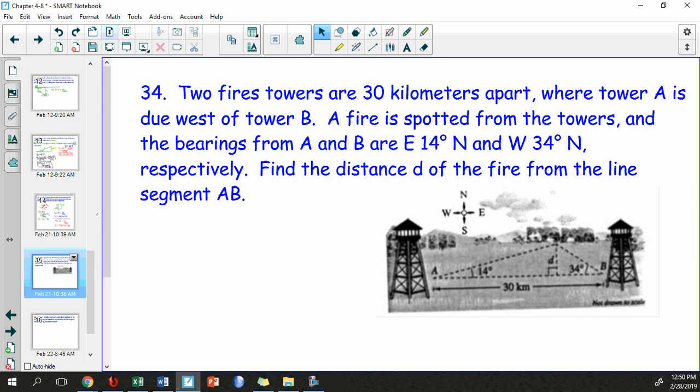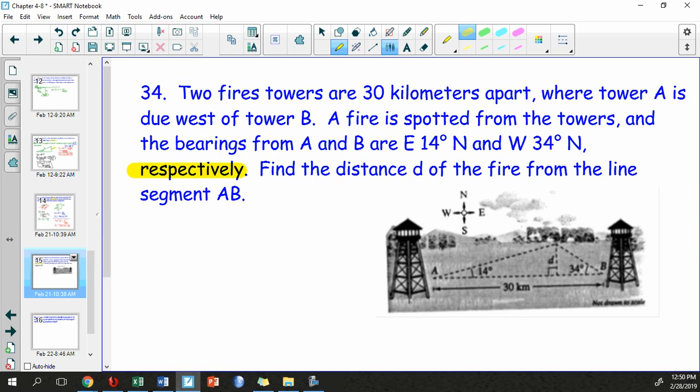Okay, here's Tower A, and it is clearly west of Tower B. It's to the west of it. A fire is spotted from the towers, and the bearings from A and B. Do you see this word down here? Respectively. Does anybody know what respectively means? The first measurement goes with the first letter. The second measurement goes with the second letter. The third measurement goes with the third letter. The fourth measurement goes with the fourth letter. You with me? So this one says east 14 degrees north.